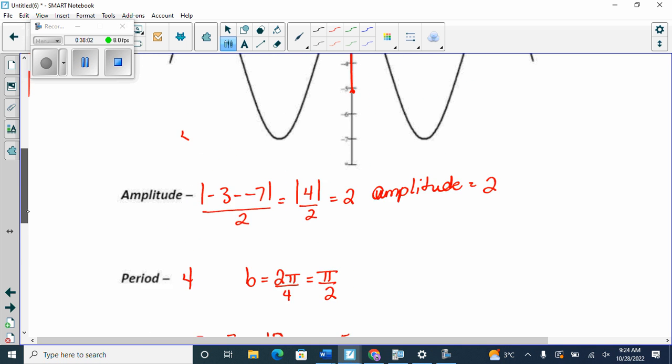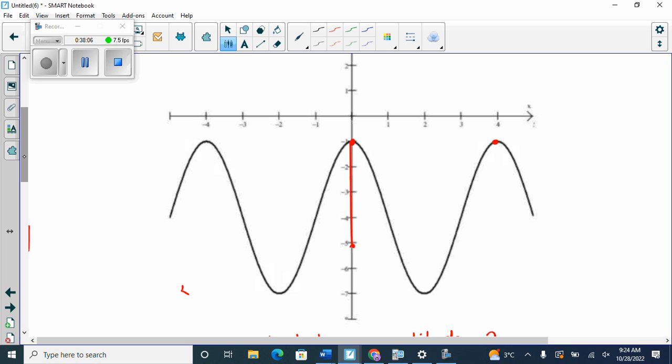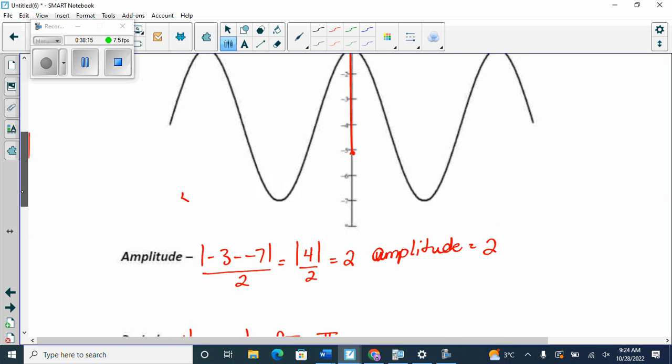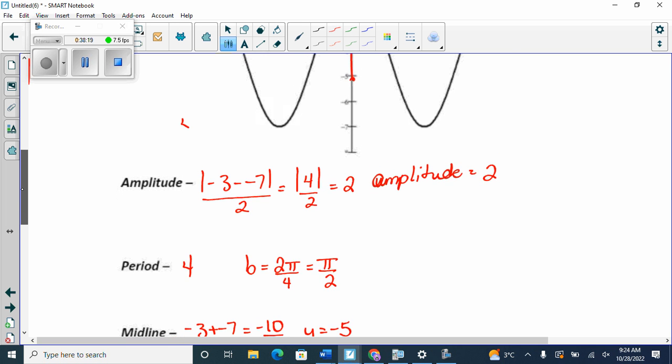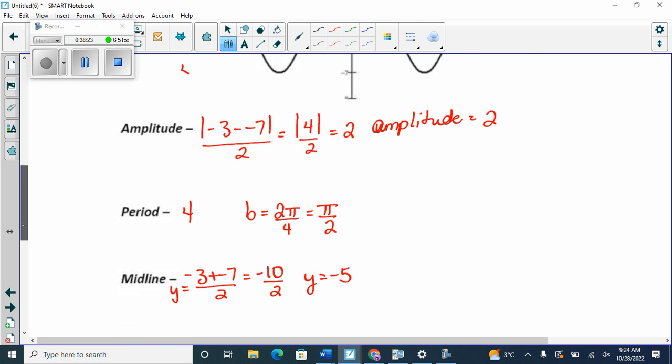Now, some people will ask if this is in radians or degrees. It has to be in what? Because there's no degree symbol. So the amplitude is 2 if I use the formula. The period is pi over 2 because it's 4, and so I have to put it in as 2 pi over 4. Max is negative.